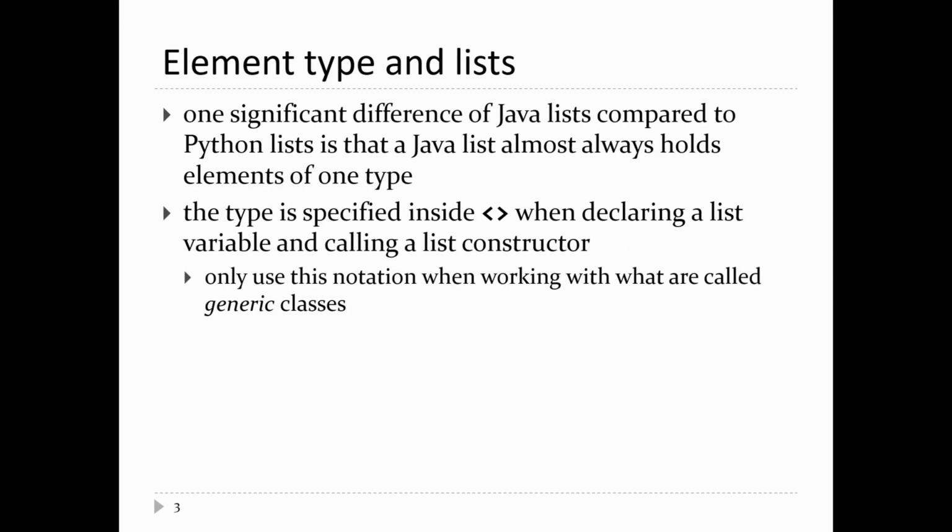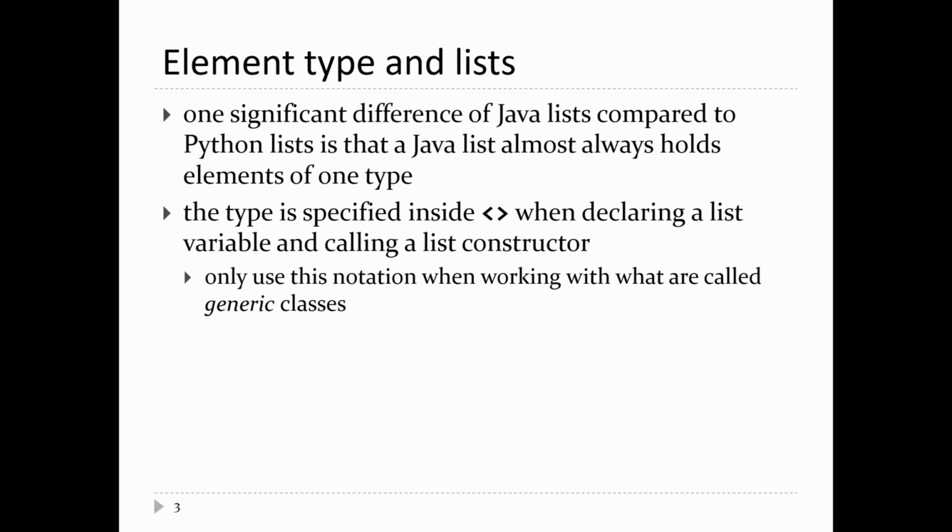So remember, what is a list? Well, a list is just a sequence of elements. So there's the first element, then there's the second element, and then there's the third element, and so on and so forth. So in Java, a list is also a sequence of elements, but there's a big difference between a Java list and a Python list.